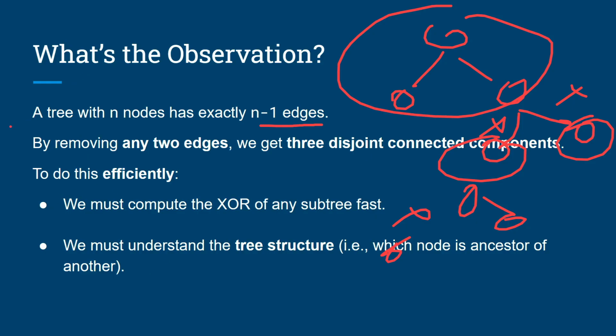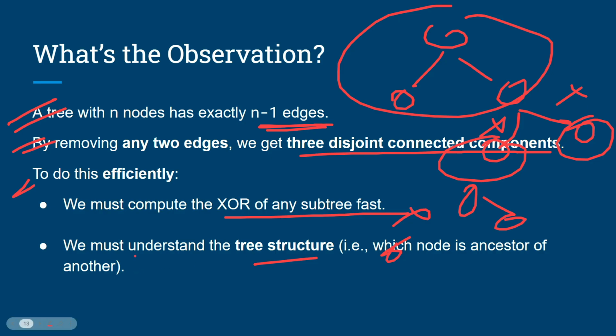So what is our observation? A tree with n nodes has exactly n minus 1 edges. By removing any 2 edges, there will be 3 disjoint connected components. To do this efficiently, we must compute the XOR of any subtree fast. So we need to understand the tree structure, meaning which node is an ancestor of another.